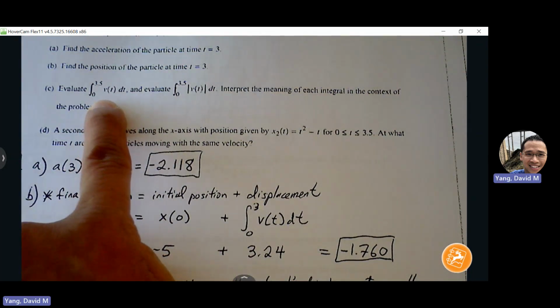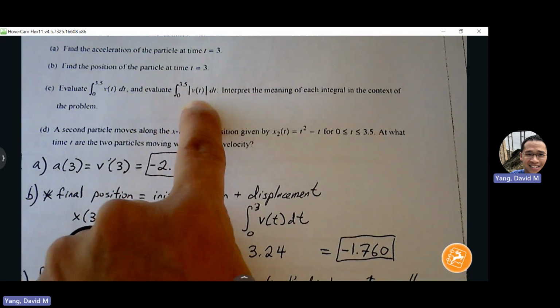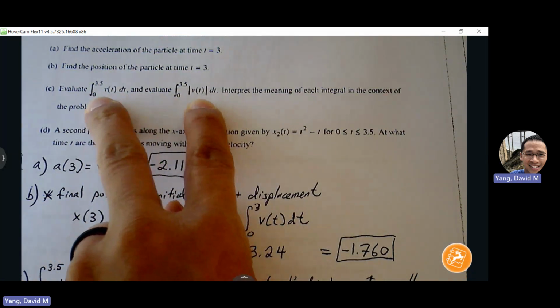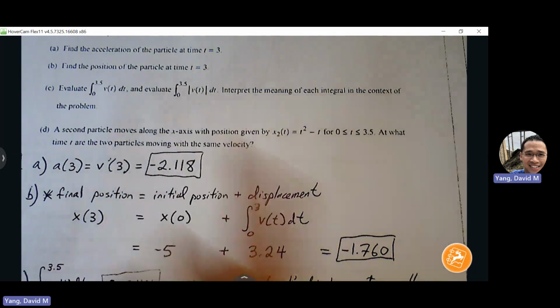Evaluate the definite integral from 0 to 3.5 of v of t, and then evaluate the definite integral from 0 to 3.5 of the absolute value of v of t. The difference here is that one is displacement and the other is distance, total distance.